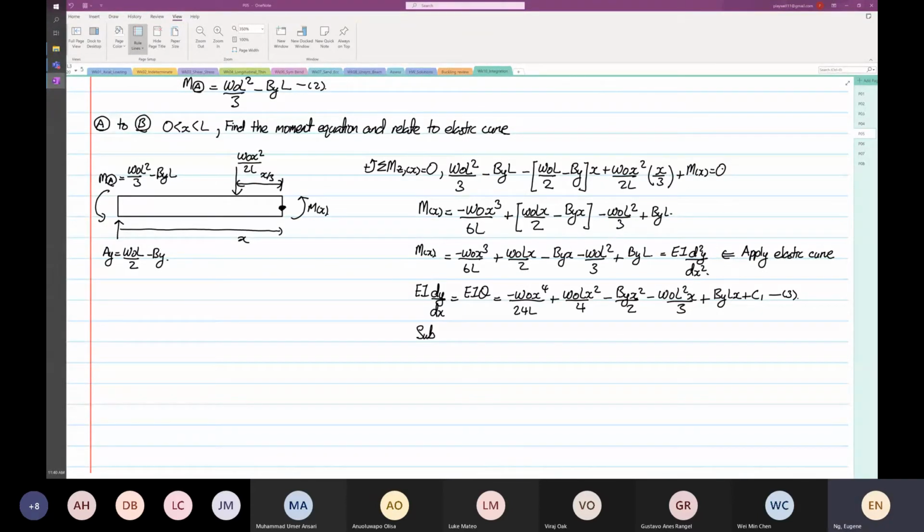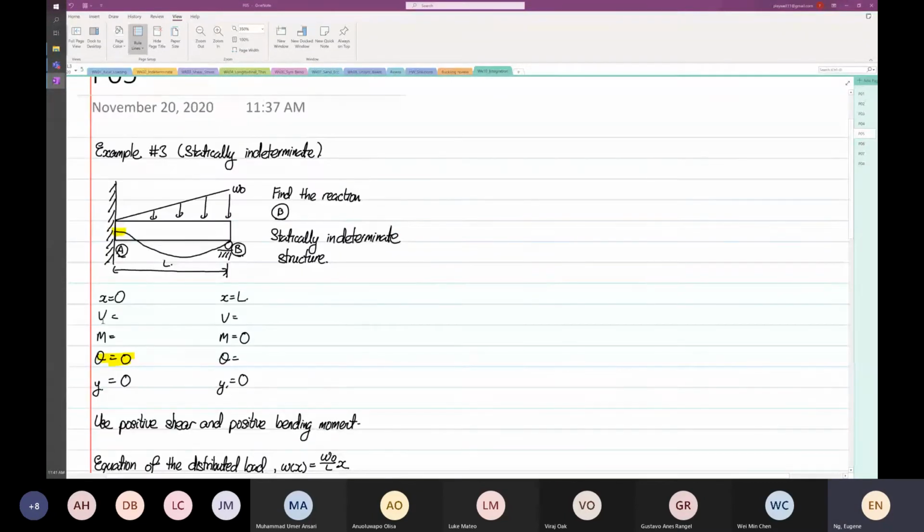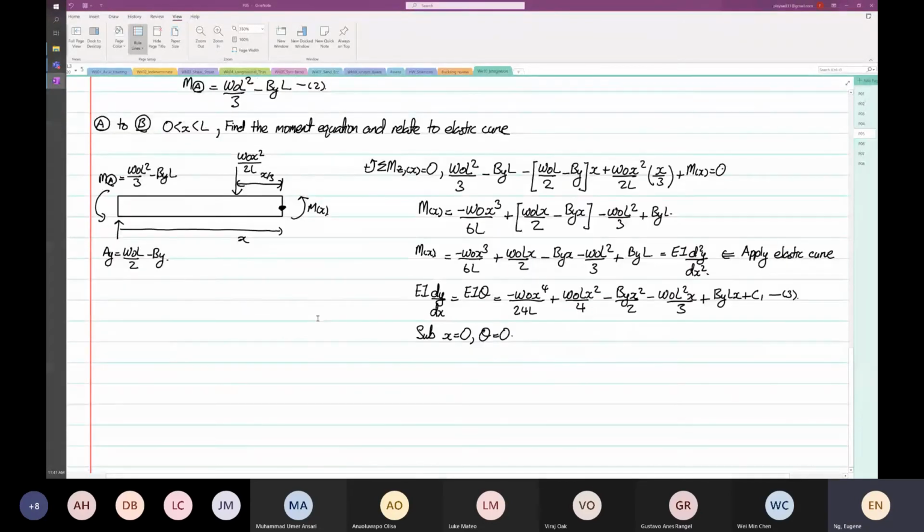At point A, where x is equal to 0, the slope is also equal to 0. So we're going to use that. When that's the case, from there you can see that C1 is also equal to 0. Everything is equal to 0.